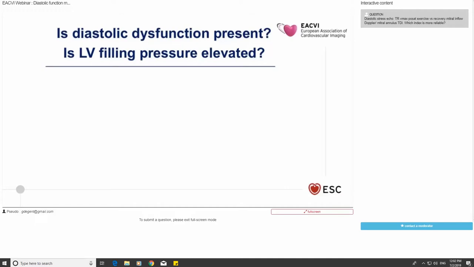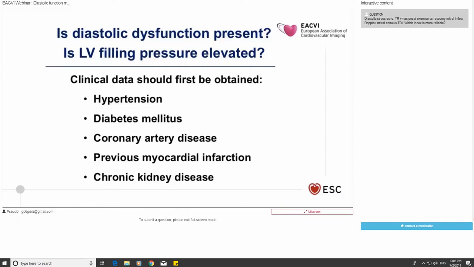So there are two main questions one needs to answer when assessing diastolic function. First of all, whether diastolic dysfunction is present or not, and then whether LV filling pressure is elevated. To answer these questions, one should always start by first looking for the relevant clinical information, that is, risk factors or comorbidities related to heart failure with preserved ejection fraction mainly. So complete clinical data should be obtained first and considered in deciding on the presence or absence of cardiovascular disease. For example, the presence of hypertension, diabetes, coronary artery disease, history of myocardial infarction, or chronic kidney disease.